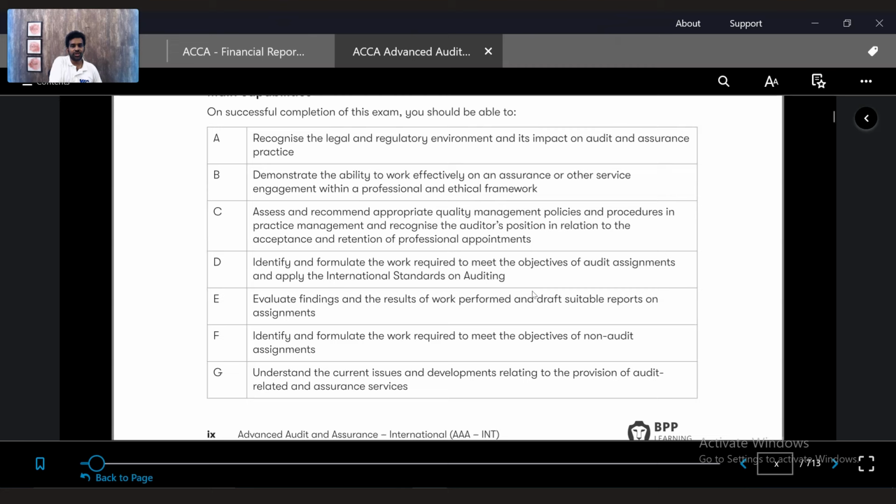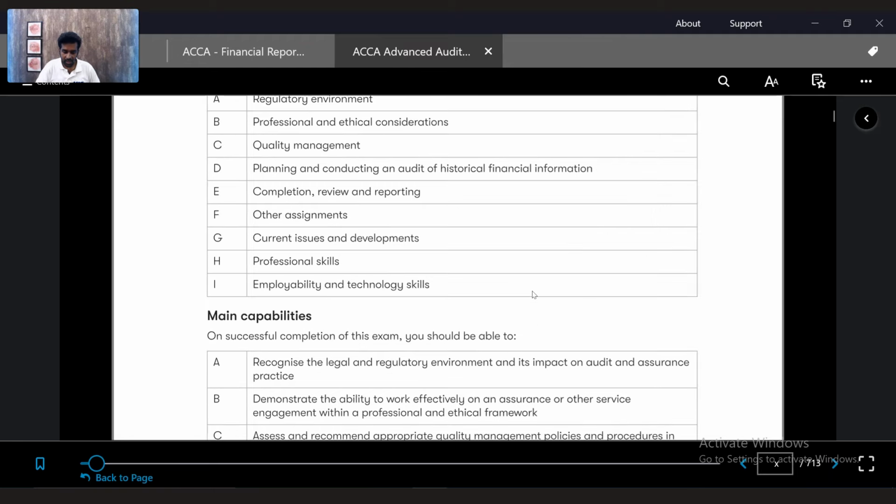You need to demonstrate what the ethical framework talks about, how a professional has to be a professional when he is practicing an assurance or providing an assurance or a service engagement to the clients, what all he should take care of to be part of the ethical framework of the ACCA is what you are required to demonstrate. So part A is about legal and regulatory framework. Part B is about ethical practices.